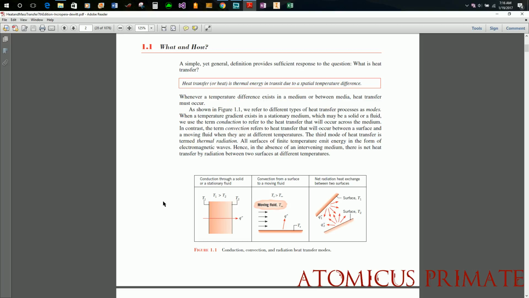When a temperature gradient exists in a stationary medium, which may be solid or fluid, we use the term conduction to refer to the heat transfer that will occur across the medium. In contrast, the term convection refers to heat transfer that will occur between a surface and a moving fluid when they are at different temperatures. The third mode of heat transfer is termed thermal radiation. All surfaces of finite temperature emit energy in the form of electromagnetic waves. Hence, in the absence of an intervening medium, there is net heat transfer by radiation between two surfaces at different temperatures.